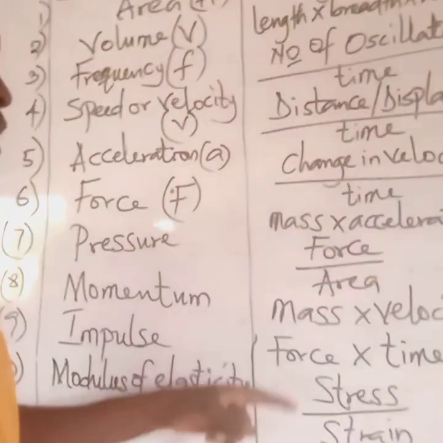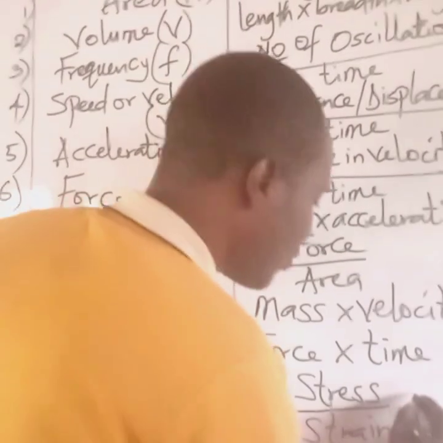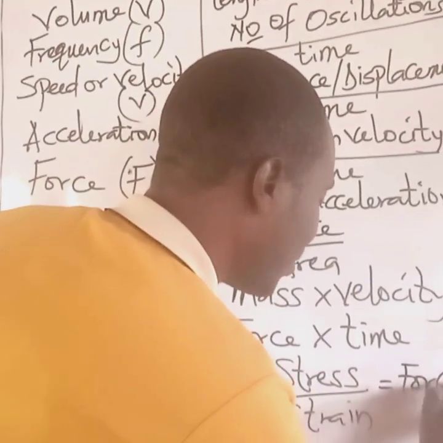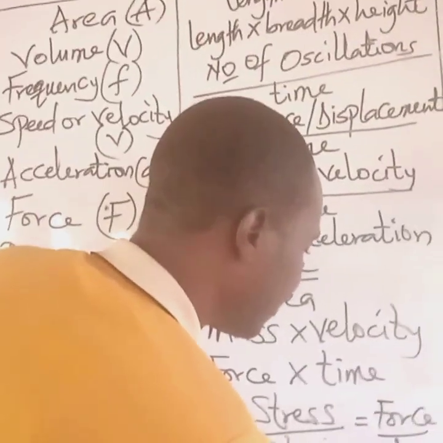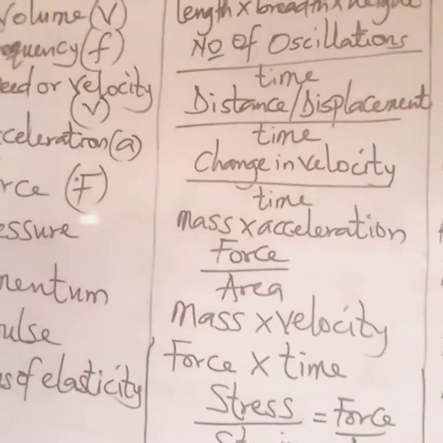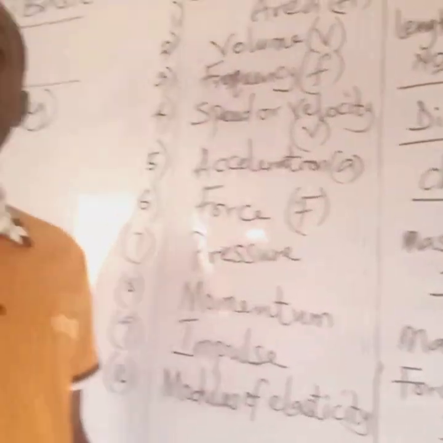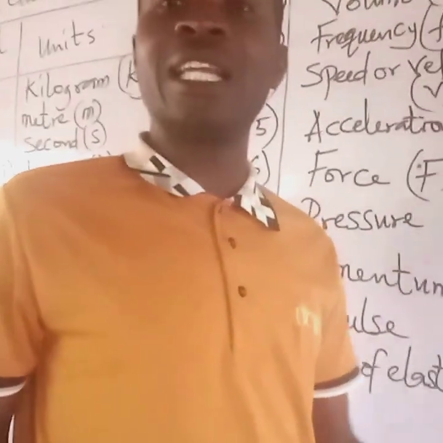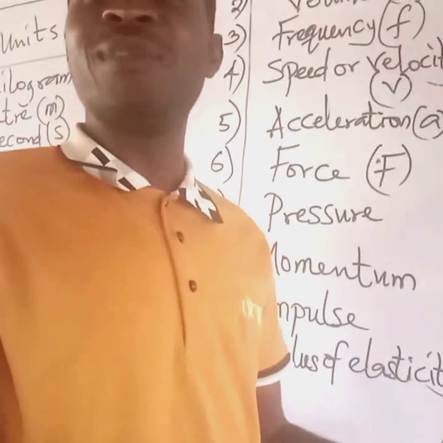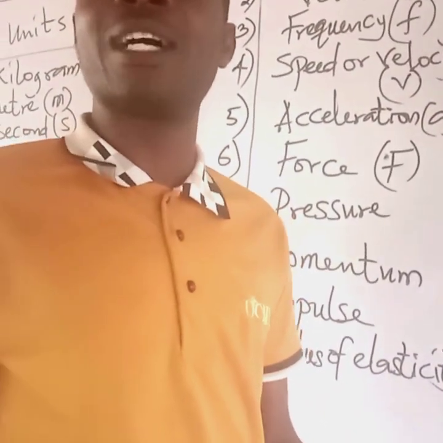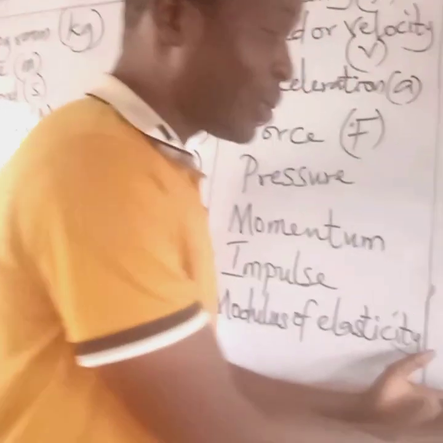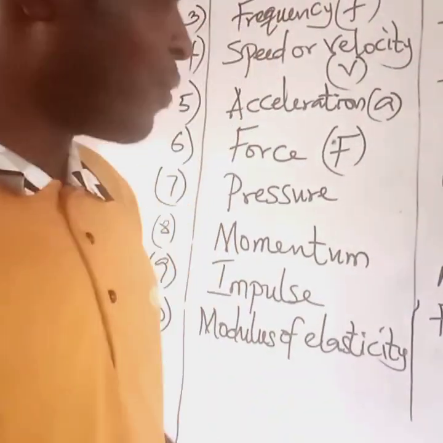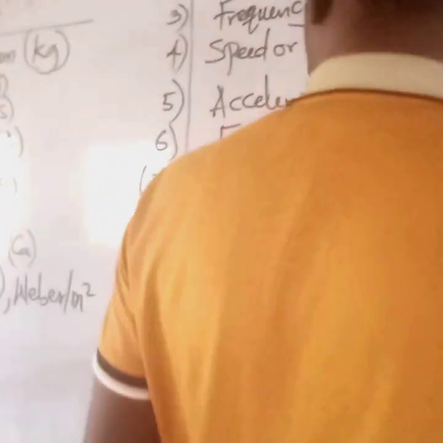Stress is force over area. And so, forget about strain now. That is just extension over original length, because extension is in meter, original length is in meter, which cancel out. Strain does not have a unit, but stress has. So let's talk about that of stress, force over area. So we can write for force now.